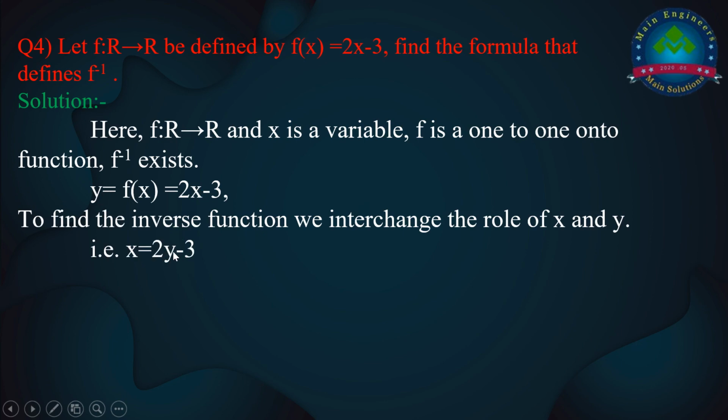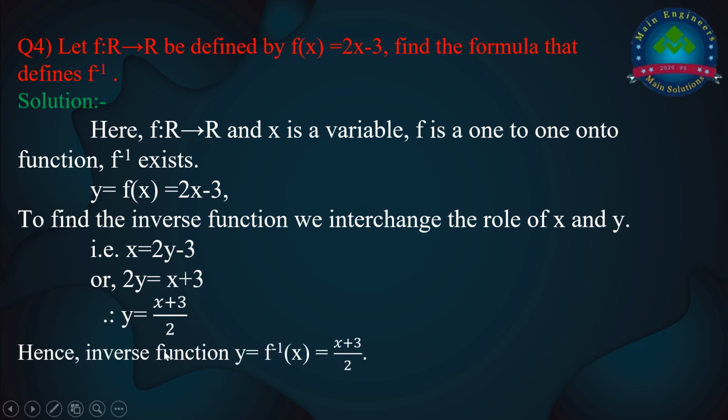So what is the third step? Solve the equation for y. We have to solve for this y. So what are we going to do? 2y is equal to x, 3 will go this side, so x plus 3, and y is equal to x plus 3 by 2, the 2 will go to the divide. Hence we have to write this as our inverse function: y is equal to f inverse of x is equal to (x plus 3) by 2. So easy, just remember the steps and you can find the inverse of any given function.